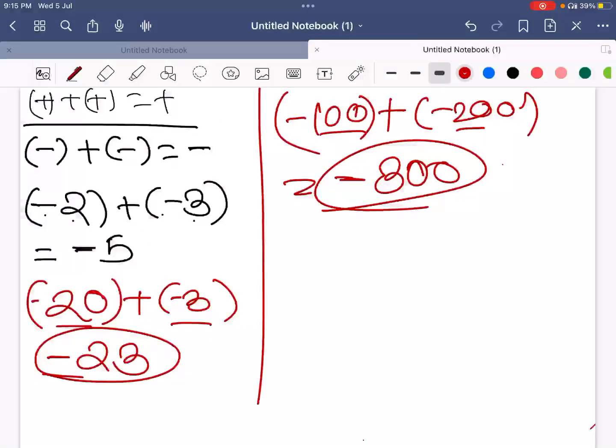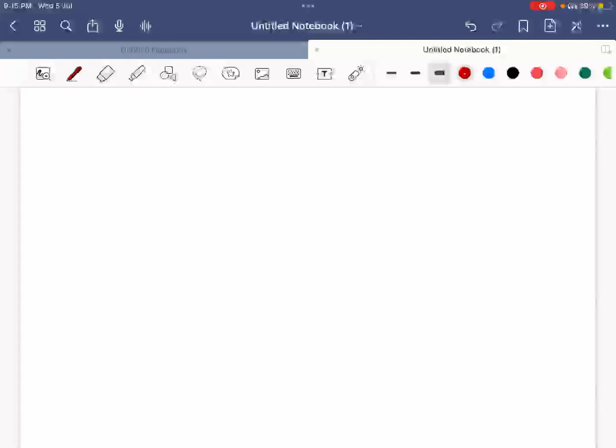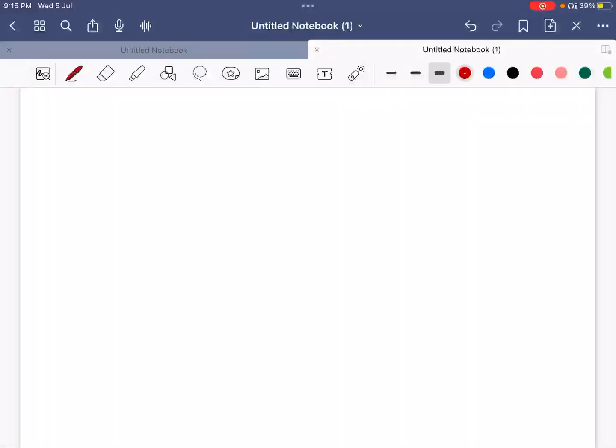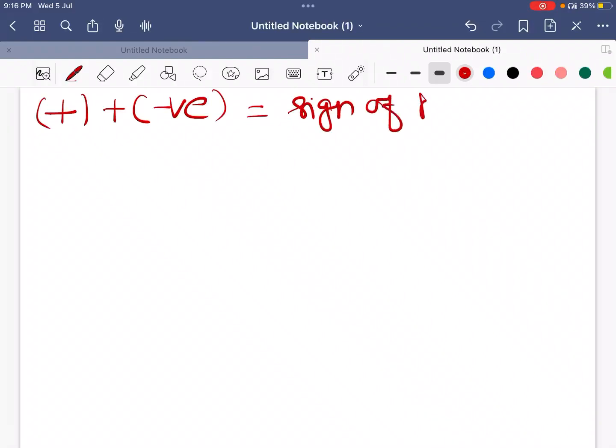Now let's move to the next point. So what is our next condition? Both the signs are different. Both the signs are different. Take an example, if one is a positive number and the second is a negative number. So what is our answer? It depends upon the bigger term. So we have to put the sign of the bigger number. Okay? So we have to put the sign of the bigger number.